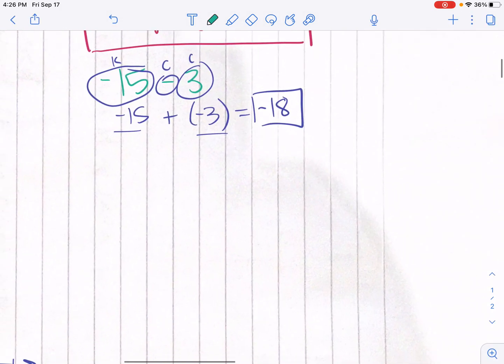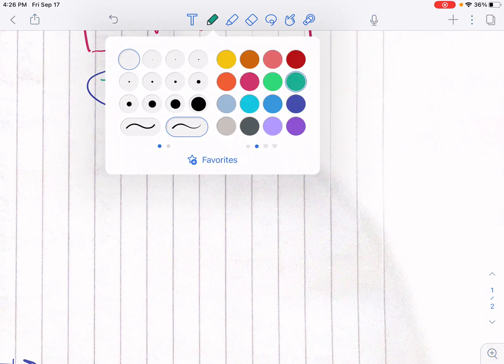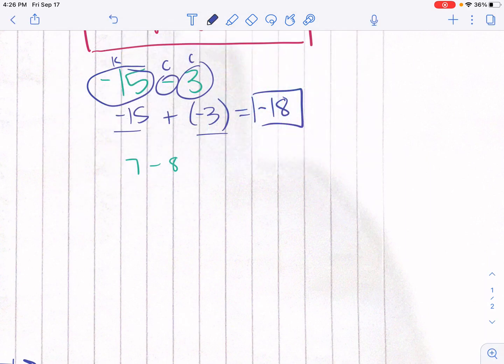Let's do 7 minus 8. A lot of you are like, it's 1. No, it's not. It's not 1. Because if I have $7 and I take away $8, not possible. I would have negative money. So I'm going to keep my first number the same as positive 7, change my second part of my problem, my operation, to addition, and then change my third part, or my next number, to its opposite. The opposite of 8 is negative 8.